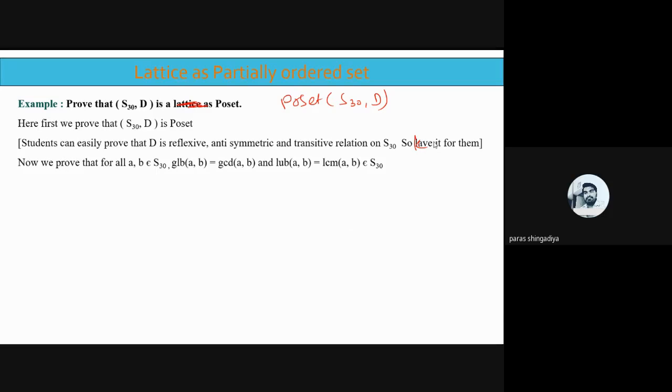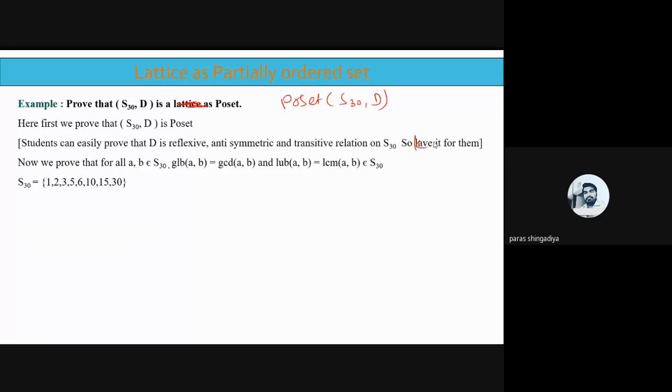Okay, so for that we'll now consider GLB of AB, which relation is given that here, divide relation, and for all AB belongs to S30, GLB of AB that is equal to GCD of AB, and LUB of AB that is equal to the LCM of AB. Okay, least common multiple and greatest common divisor. And how we can derive it, means how we can identify GCD of two number and LCM. Let us check it here.